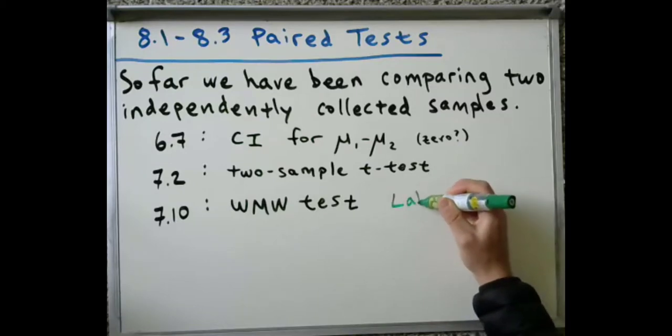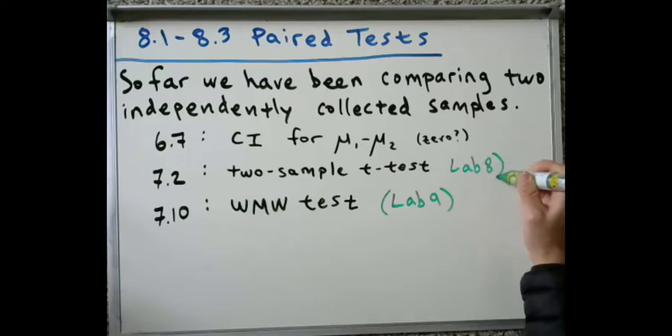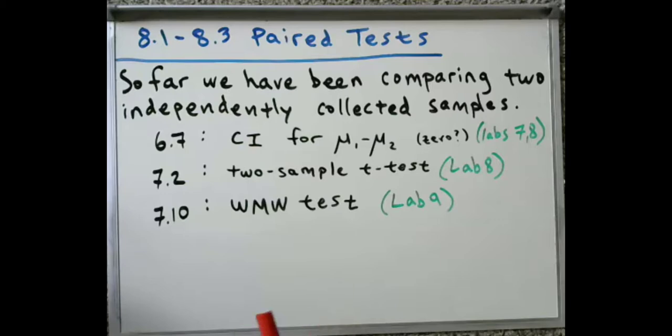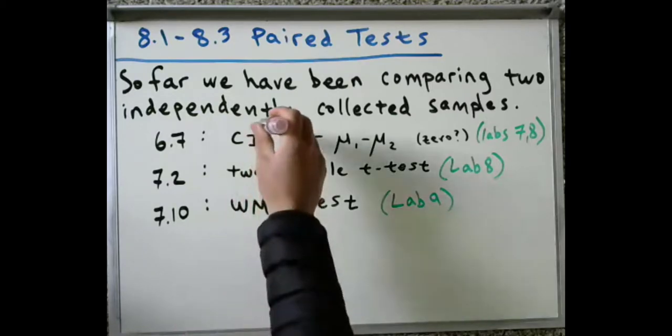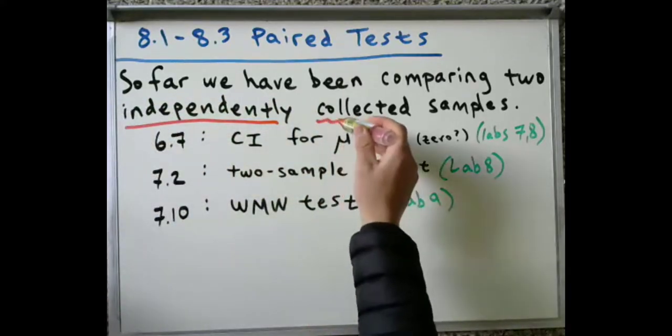The Wilcoxon-Mann-Whitney test is going to be Lab 9. The two-sample t-test was Lab 8, and the confidence interval for a difference in means was Labs 7 and 8. All of these methods to make comparisons have required the samples be independently collected.